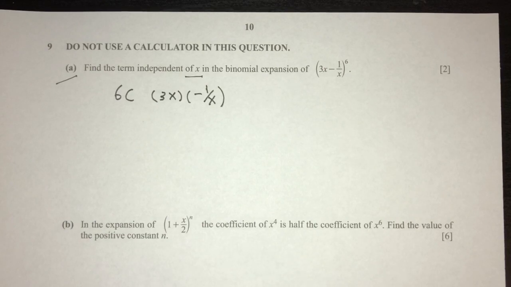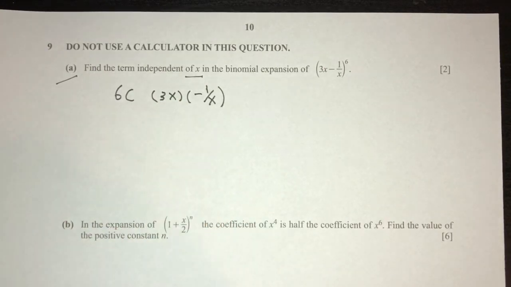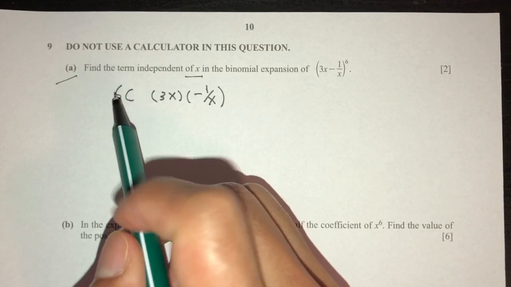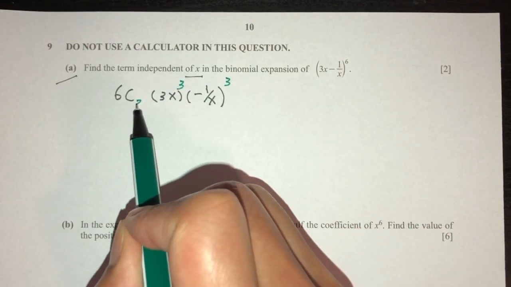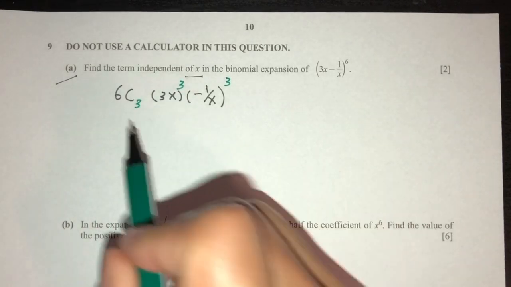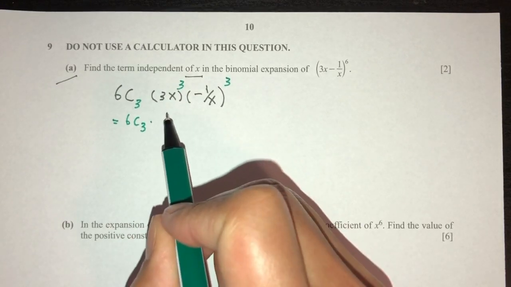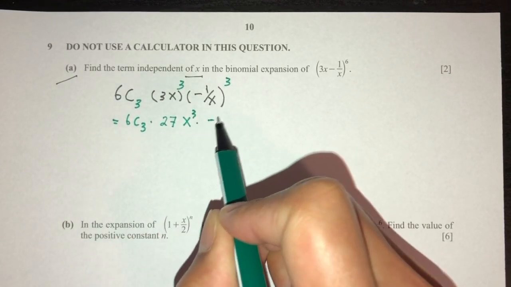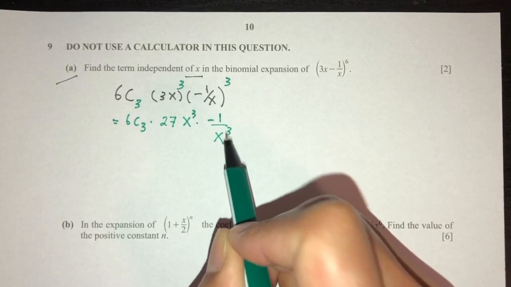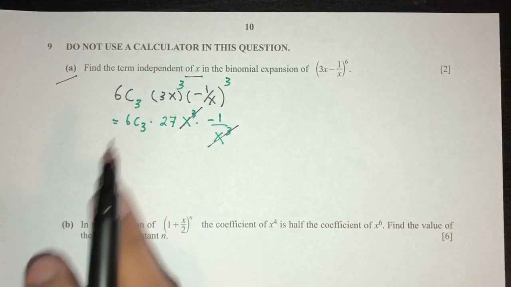Now for x to cancel out, it has to be the same powers of x in both places. So we have 6 divided by 2 is 3, so we have to have 3 and 3. So 3 will be here, okay? In that case, you will have 6 choose 3. That will be 27 x cubed times minus 1 over x cubed. Now, as you can see, the x cubed will of course cancel out, so that will be a term independent of x.